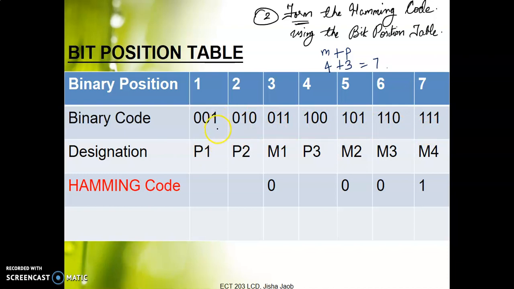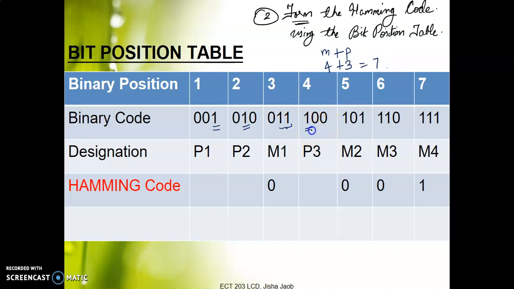This is very easy. All you have to do is check the binary code and identify the codes which have only a single one in the code. The first one, 001, has only a single one. Therefore, I designate it as the first parity bit P1. I check the next one, there is only a single one here. Therefore, I designate it as P2 in order. I check the third binary position, I see that there are two ones, therefore I have to skip that. I'm looking for a single one in the binary code.